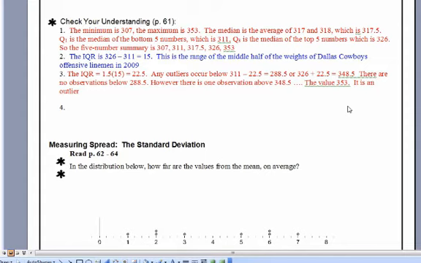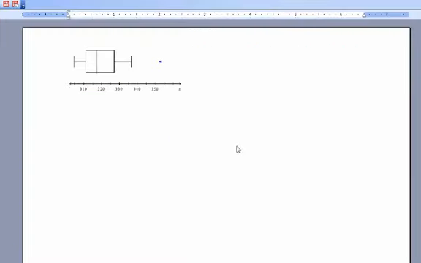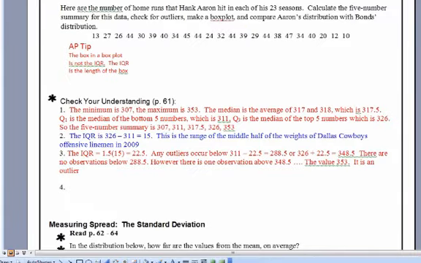However, there is one observation above 348.5, and that's 353, and it is an outlier. And this is what your graph should look like, similar to this. Okay, real quick AP tip: the box in the box plot is not the IQR. The IQR is the length of the box.